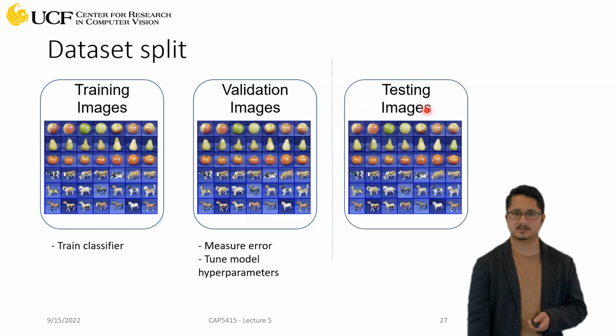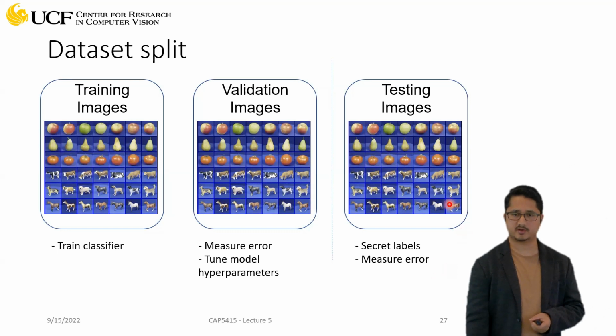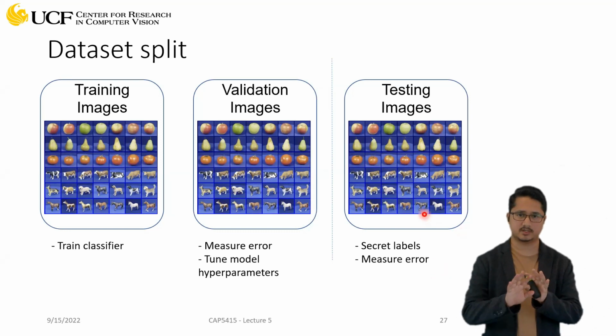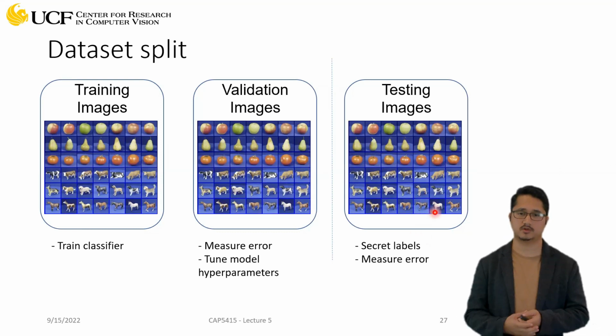Now the third set, and this is important, is testing images. When you're training your model or learning your features, you will not touch these images at all. Okay, so these are kind of hidden images, and the labels will be secret. Eventually, when you say, okay, now I have a perfect model, you will use that model to test on these images, and that will tell you how good your model is doing.